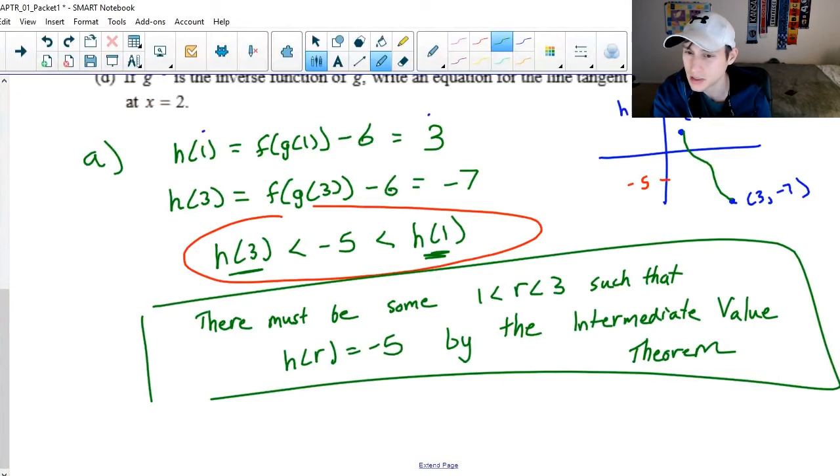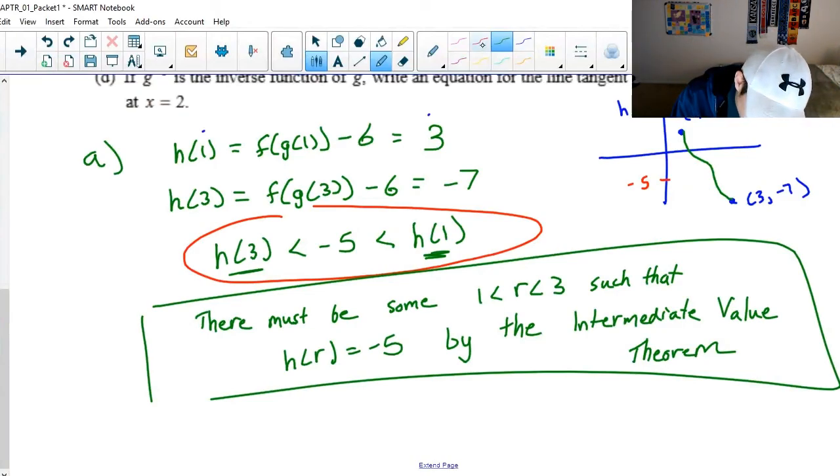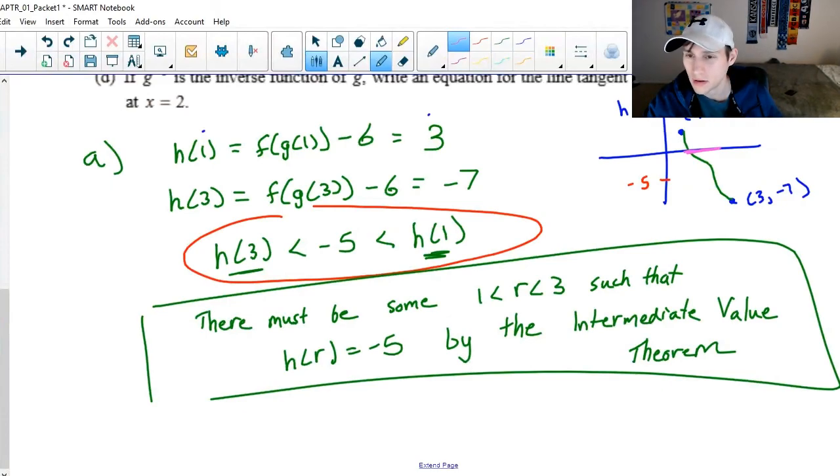We don't know where it'll happen specifically, but since our function's continuous and since the y values are surrounding that -5, then that means there's some x value here somewhere in this pink stuff. There's going to be some x value that if I plug it into h, it's going to give me that y value of -5. Right? It just has to pass through there. We can't skip around getting a y value of -5. So that's what the intermediate value theorem tells us.